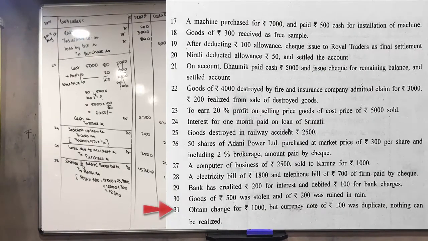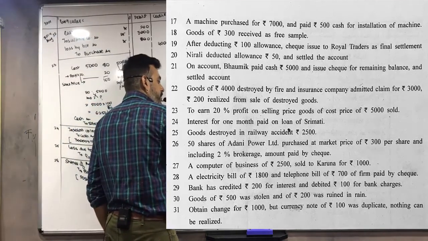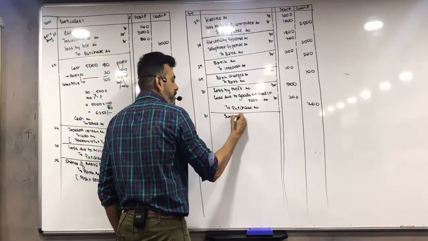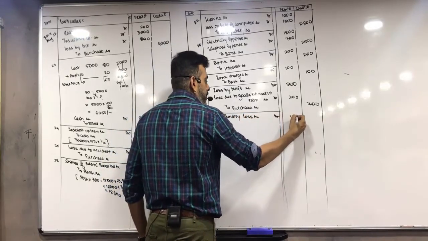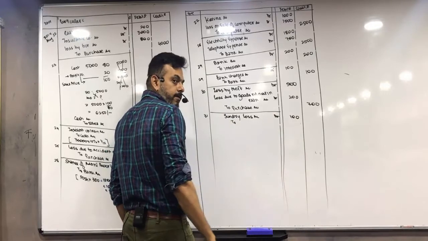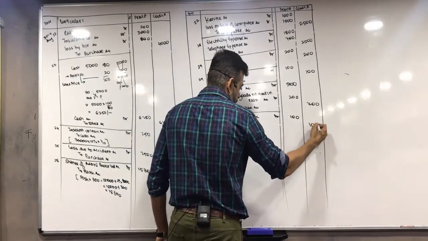31st: obtain change for 1000, but currency note of 100 was duplicate. Nothing can be realized. So what is happening here? There is a loss. How much is the loss? 100 rupees loss. So 31: sundry loss account debit 100 to what goes out? Cash goes out. Cash account 100.